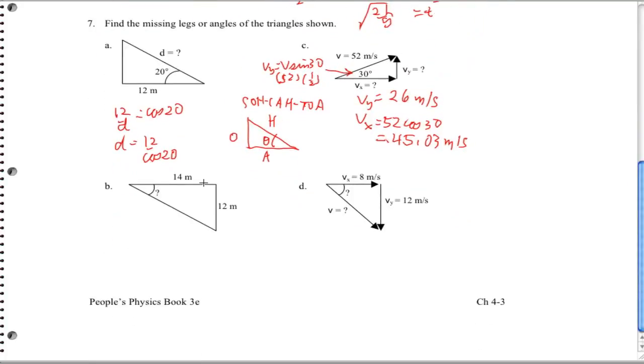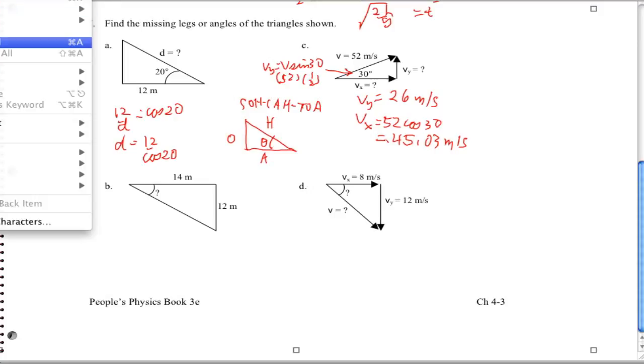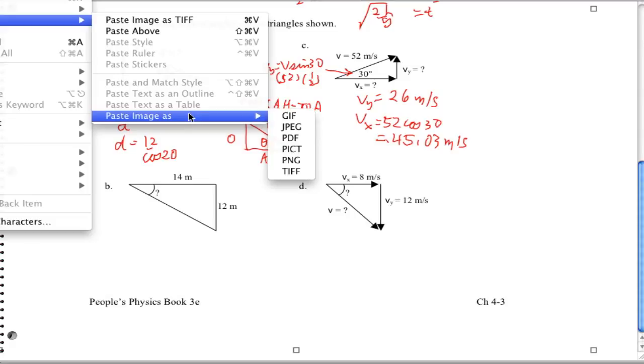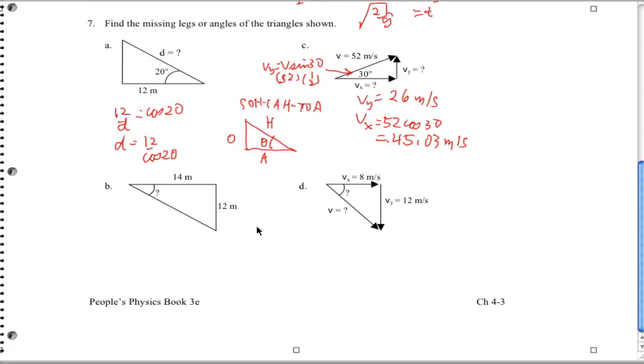Now here, we want to get this angle, so we have to be careful. I wonder if there's a way to flip this. I'm going to try this. I was hoping I could flip the triangle, but that's not going to work. Is there like a paste special function? No, let's see if we can paste it special. Paste above, paste image as. It doesn't work. Okay, no problem.